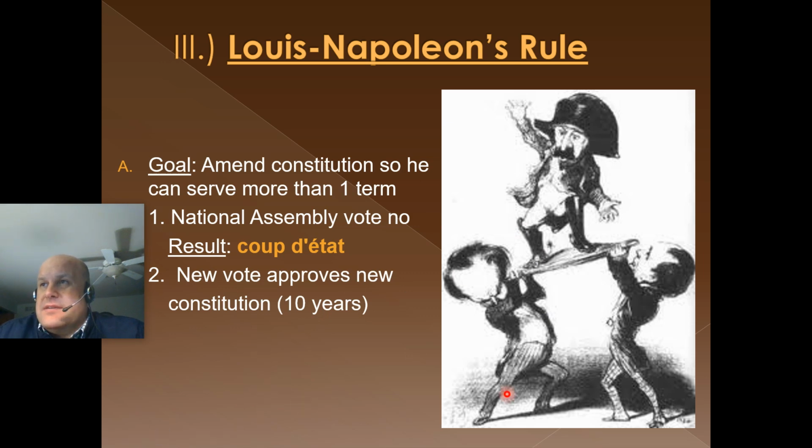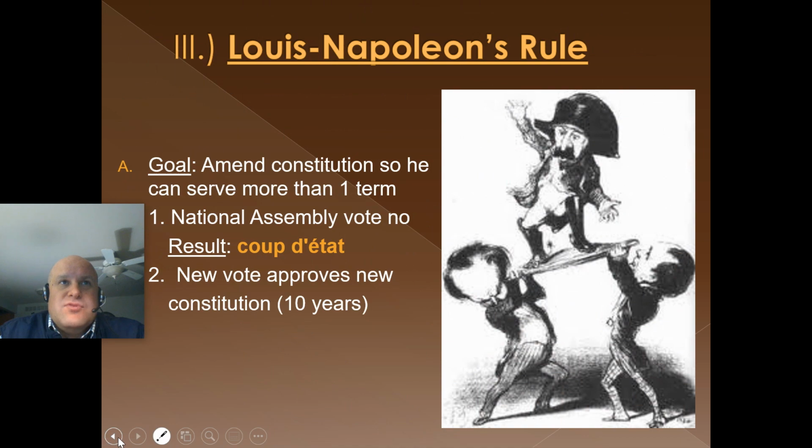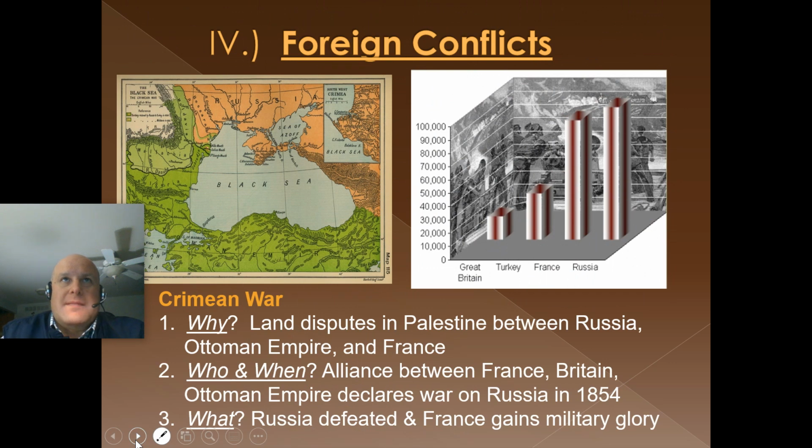10 years. Ultimately, by 1852, he declares himself the emperor, kind of like his uncle. He ends up ruling for 20 years, and by a vote, he declares himself emperor. What they basically do is approve a constitution for 10 years, which ultimately allows him to be declared emperor. Slowly, citizens start to lose basic rights. It starts to look more and more like a kingdom with authoritarian rule in domestic affairs. But the domestic affairs are stable, so he's able to maintain his authority for a while.